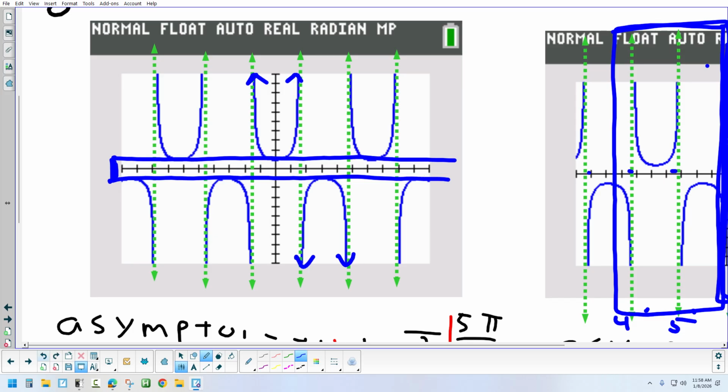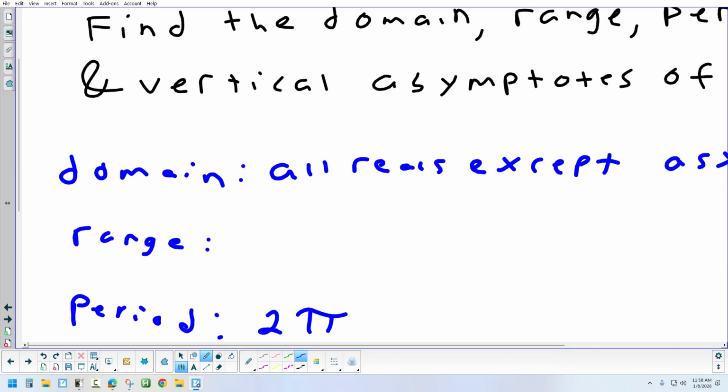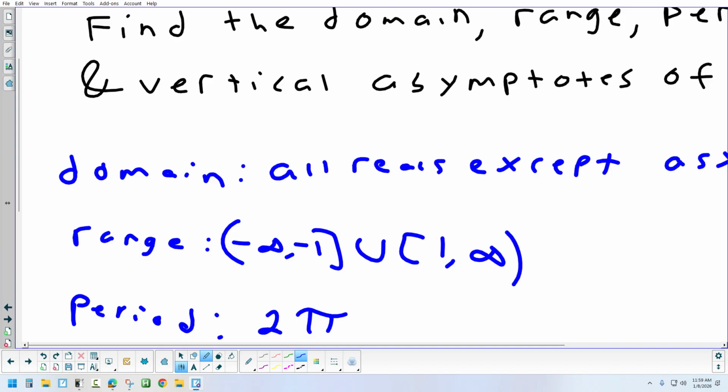So the range here is everything from -1 and down, and from 1 and up. So it's everything that's not in this gap. And that's how you write it. So everything from -1 and down, or 1 and up. So everything except the gap.